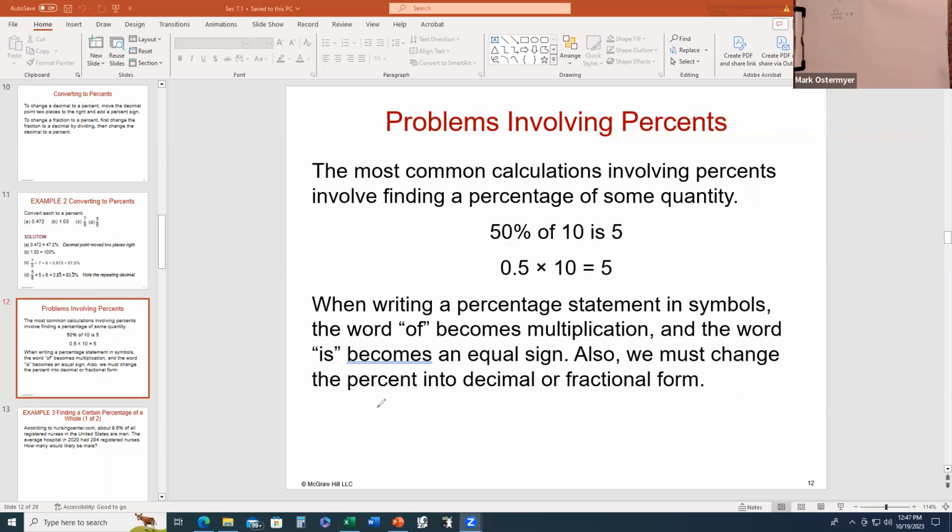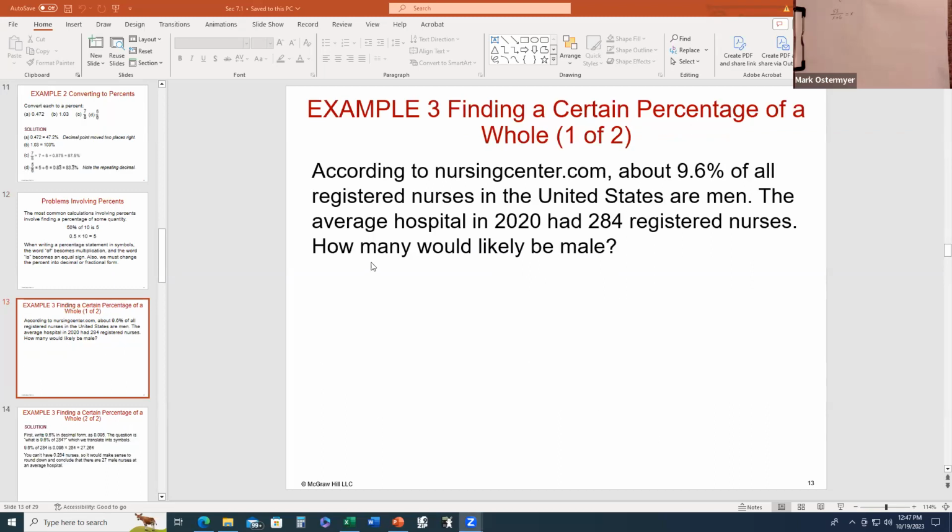So when you take the percent of a number, you can check your answer for reasonableness when you get done. Here's an example. According to nursingcenter.com, about 9.6% of all registered nurses in the United States are men. The average hospital in 2020 had 284 registered nurses. How many would likely be male?